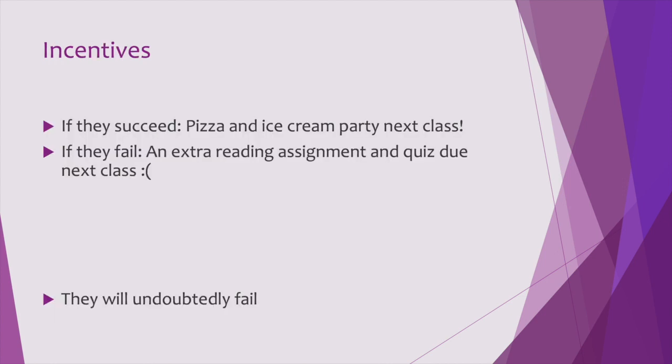I will also provide incentives. So I will tell my students that if they are successful in making 50 model cars within 20 minutes, we will have a pizza and ice cream party next class. However, if they fail, they will have an extra reading assignment and a quiz on that assignment next class, and they will undoubtedly fail.